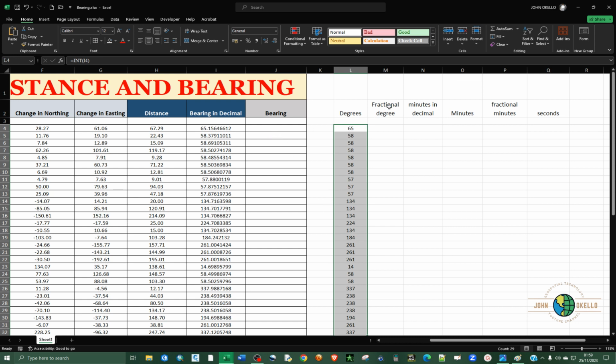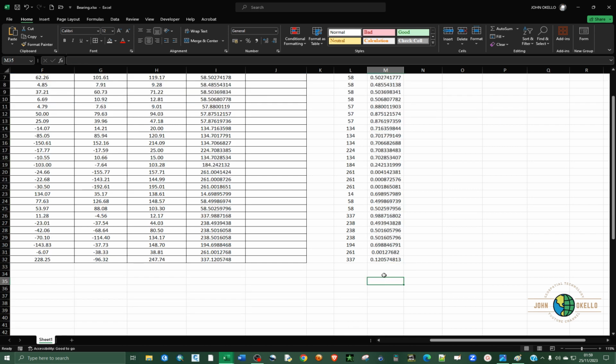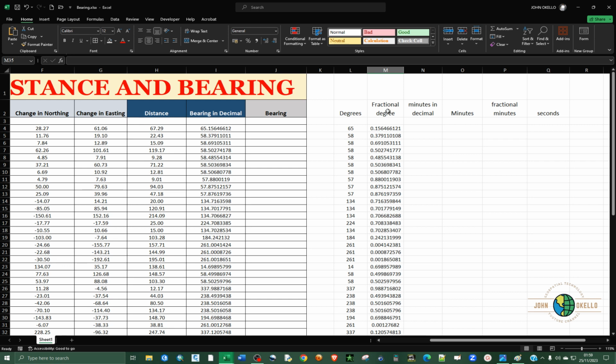We have the degree part, and then we want to get the fractional part of it. We are going to subtract this degree from these bearings in decimals. So just write equals, and then select the cell bearing in decimal minus the degrees, then click enter, and then copy down the formula. Now that we have these fractional degree values, these are going to help us convert them into minutes. In order to get the minutes in decimal, we're going to multiply these fractional degrees by 60.